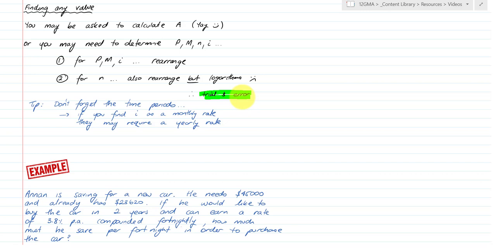So maybe play around with some questions like that, but I anticipate most questions in the simple familiar, complex familiar realm will be A, P, or M. Don't forget the time periods as well. So if we're talking monthly, then you have to find and use I and N as a monthly rate and time period. But then if you find I or you find N, they will come out as months, and we might have to convert back to a yearly rate or to number of years.